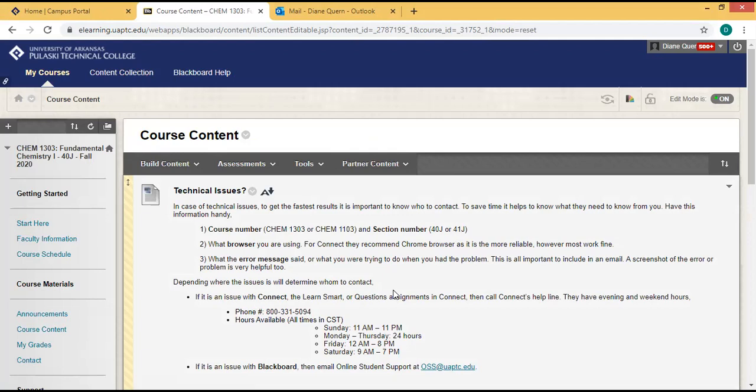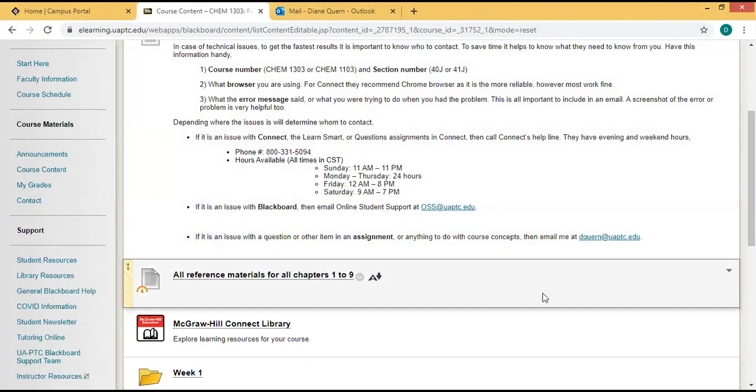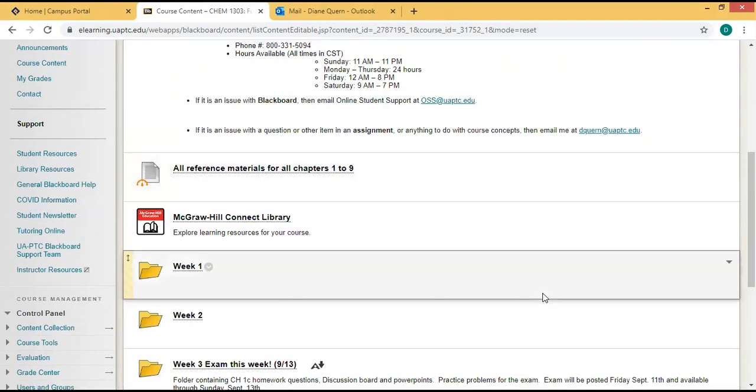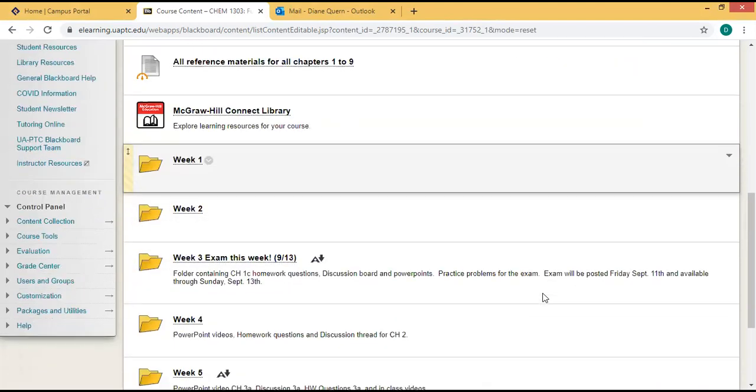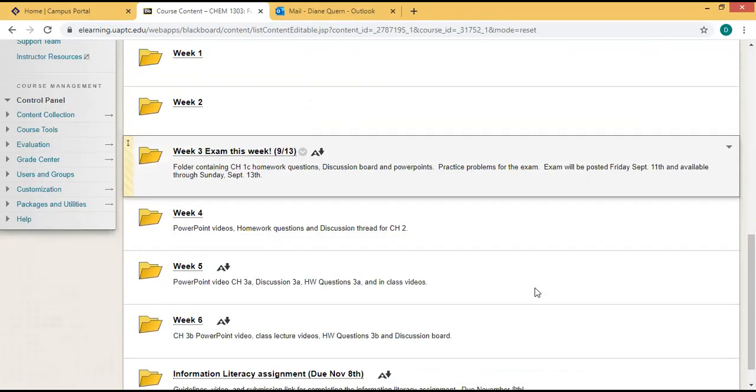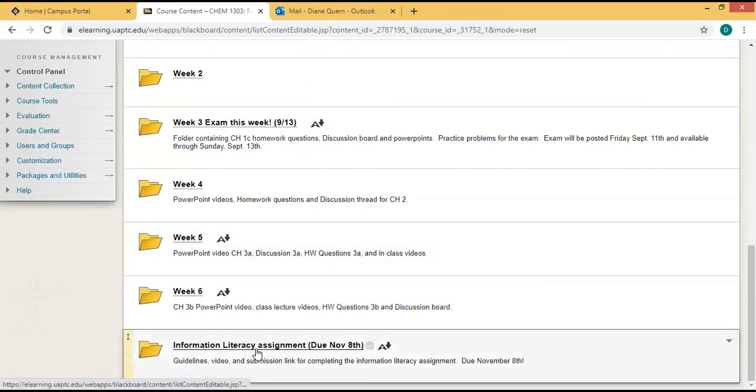It's a little different than your typical papers. It's not going to be in MLA or APA format. So I wanted to show you what I'm expecting and how I would like this research paper presented. To find all the information that I'm talking about today, you'll go into course content where you have all your weekly folders, and I've added a folder that says the information literacy assignment. Note that it is due on November 8th.